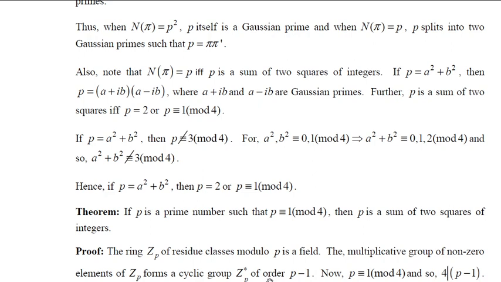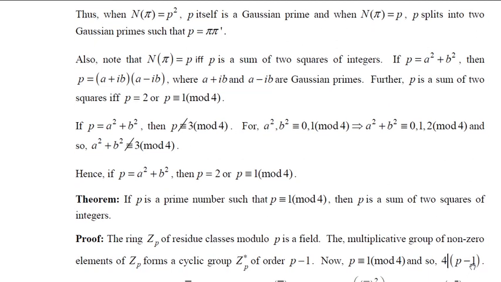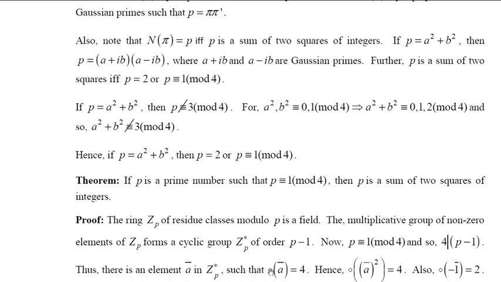It is cyclic, and further, since p is congruent to 1 mod 4, 4 must divide p minus 1 by the definition of congruence. But the order of Zp star is p minus 1. Therefore, 4 divides the order of Zp star. But by Lagrange's theorem of finite groups, the order of a subgroup must divide the order of the group. So the order of H must divide the order of Zp star. But since this is a cyclic group, the order of the subgroup is the same as the order of an element. So there has to be an element in Zp star which is of order 4. Let us assume that element is a bar. So the order of a bar is 4.